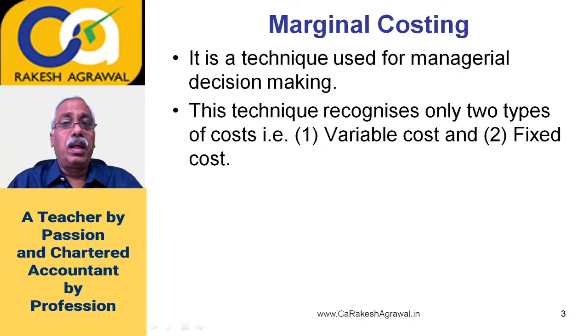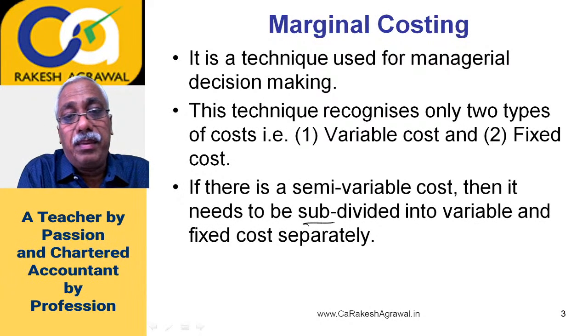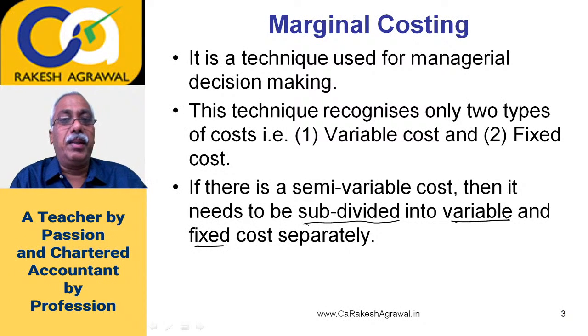Now this technique recognizes only two types of cost, that is variable cost and fixed cost. So this technique believes that all the costs are divisible in two parts, either variable or fixed. Now you may say if there is a semi-variable cost, that is partly variable and partly fixed, then what will happen? So if there is a semi-variable cost, then it needs to be subdivided into variable and fixed portion separately.